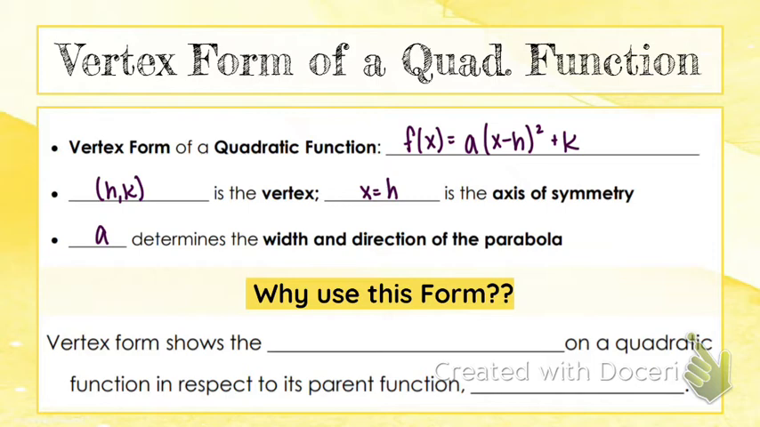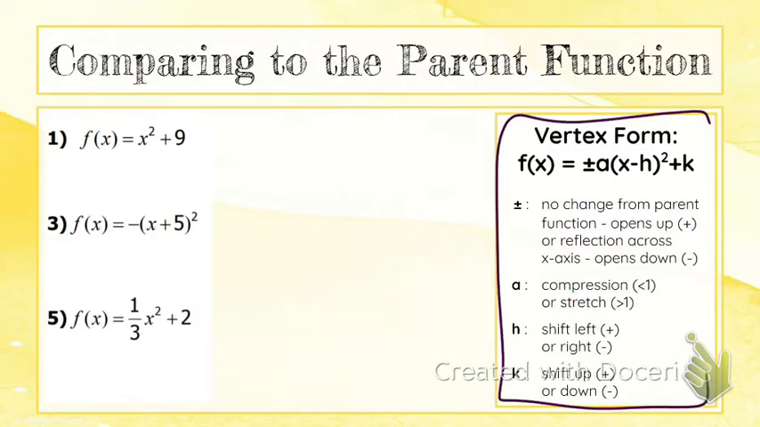So why bother using this form? We use this form because the vertex form shows the vertex on a quadratic function in respect to its parent function, which is f of x equals x squared. So it tells us how it moves from here to whatever that function might be. So over here, we have written out all the different shifts and changes.